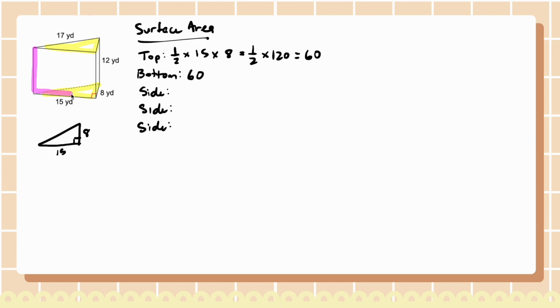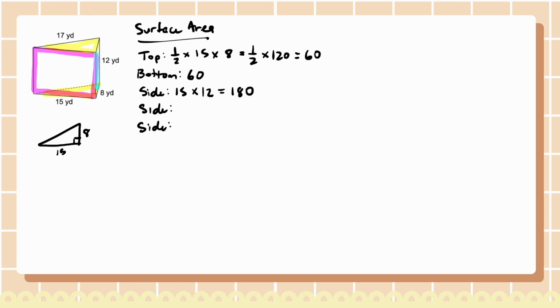Next, let's go ahead and do this front side over here. So for this side, this is a rectangle. So we are just going to need the base multiplied by the height. So my base is 15, and the height of this prism is 12. 15 times 12 gets me 180.